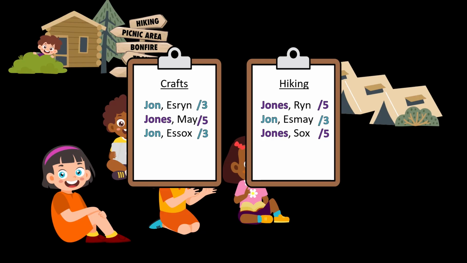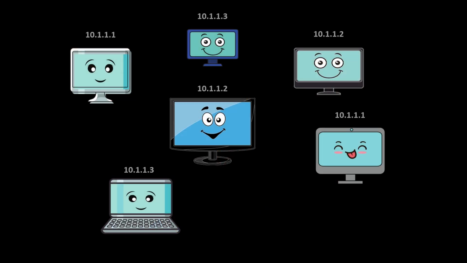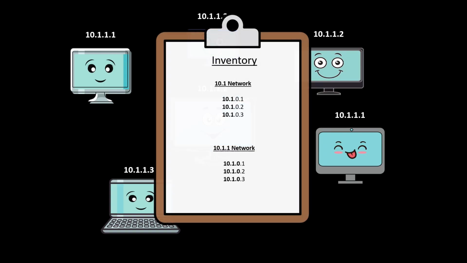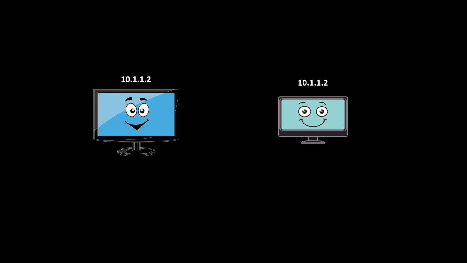Let's check it out with some computers. The computers here have been assigned their IP addresses. The new inventory has been released. The computers in the 10.1 network are on the first floor, and the computers in the 10.1.0 network are assigned to the second. There's a problem though.